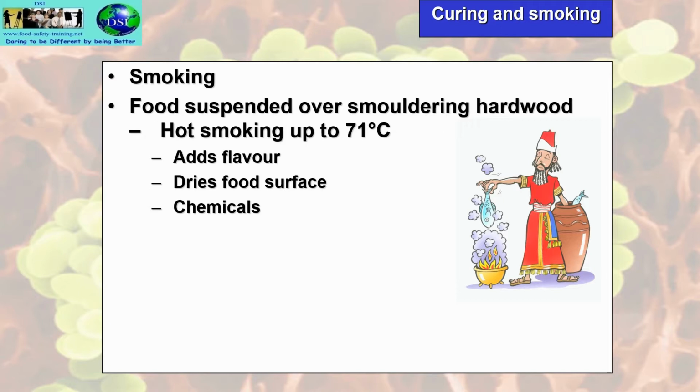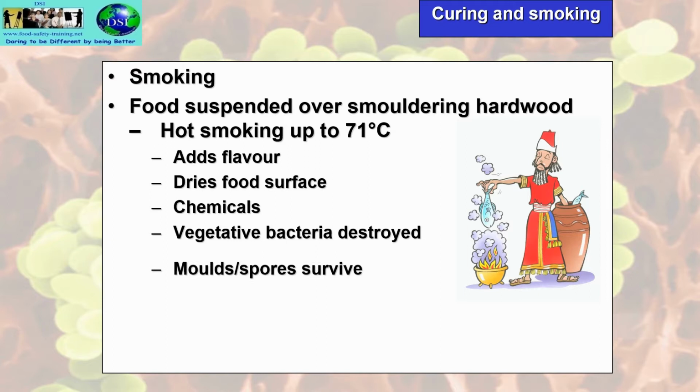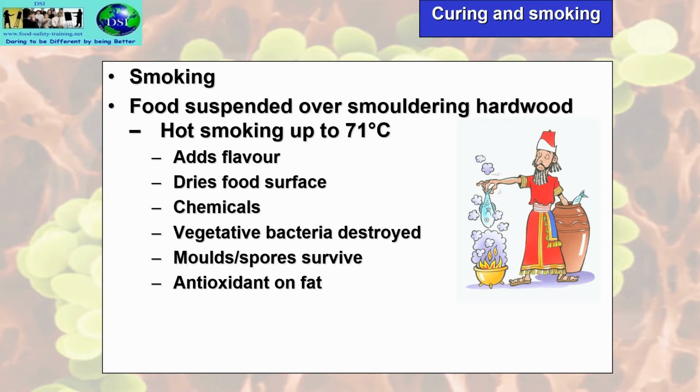Chemicals such as alcohols and aldehydes are the result of smoking. They are produced from the smoke itself. All vegetative bacteria are destroyed, because 71 degrees C is a cooking process as well. Molds and spores do survive, however. And there will be an antioxidant buildup on the fat, which again acts as a prevention of rancidity.